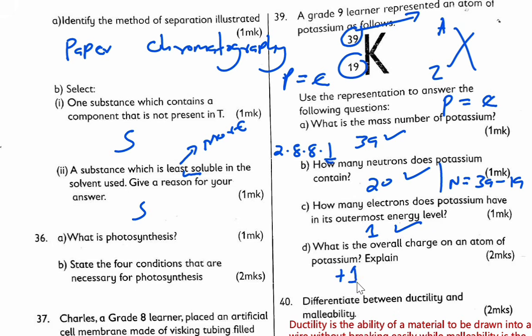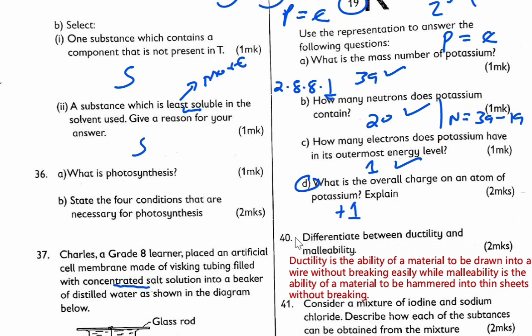So +1. Why positive? Because it has lost 1 electron, and therefore we're going to have more protons, and then the 1 shows the number of electrons lost. So that is the overall charge. And then explain. I've already explained, and then you score 2 marks. But for this, don't worry, because this one is not according to our level. It is not in the curriculum design.